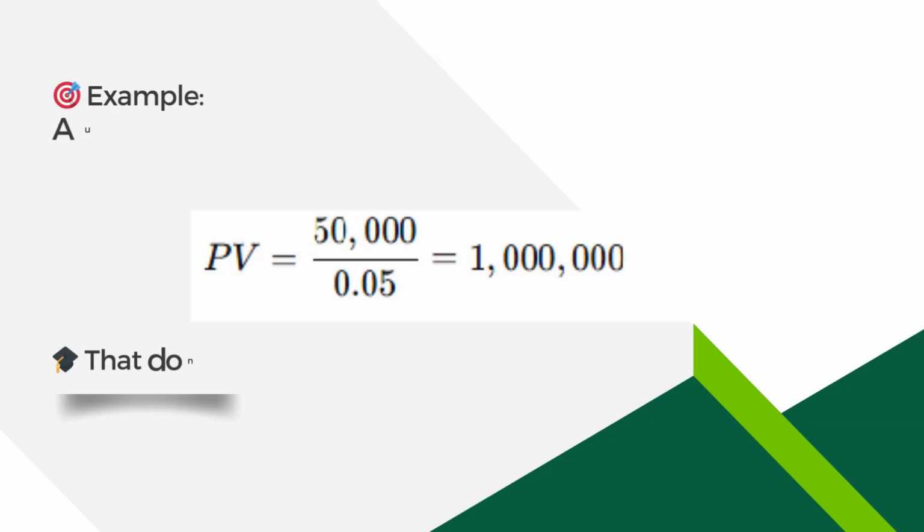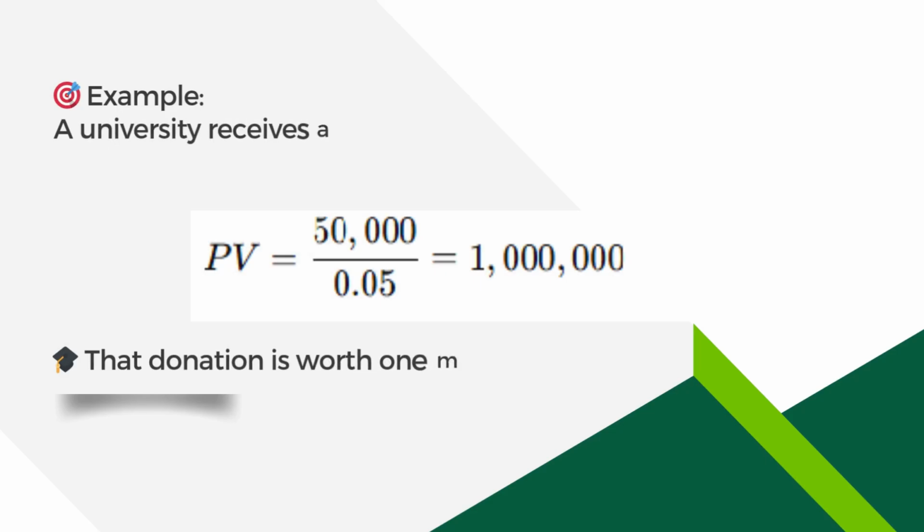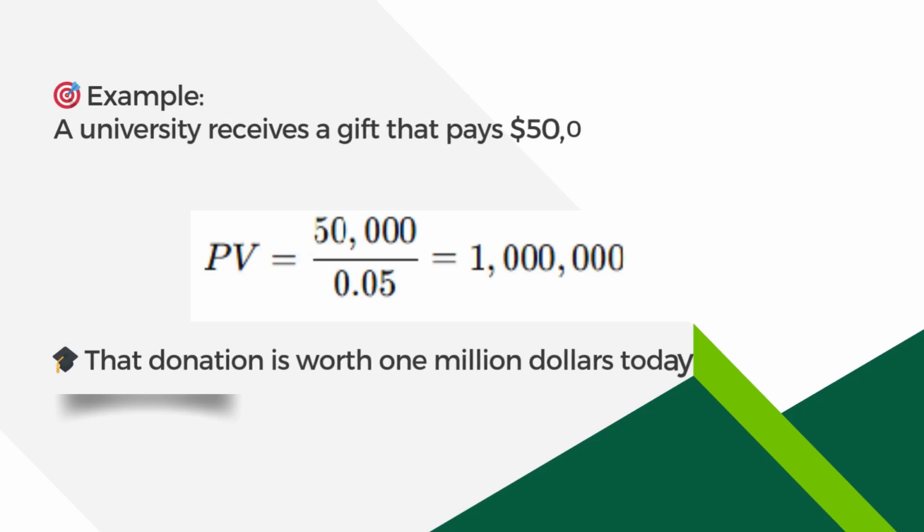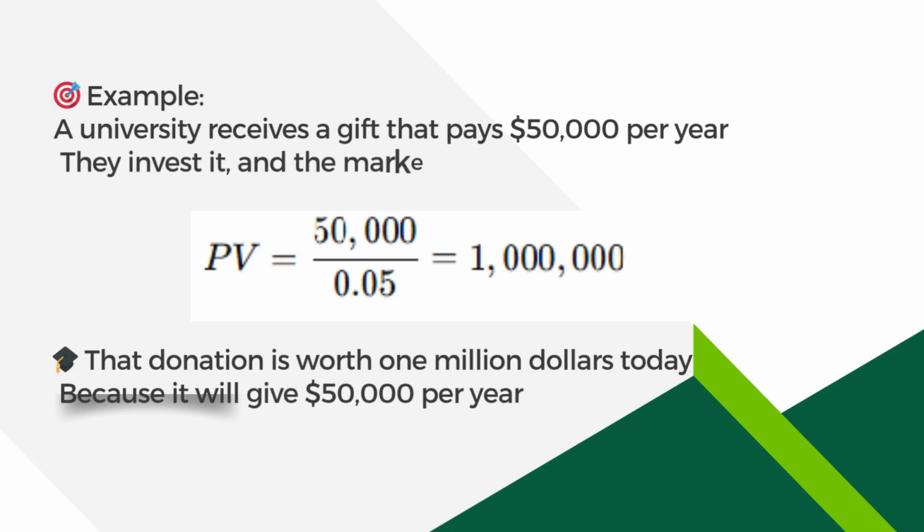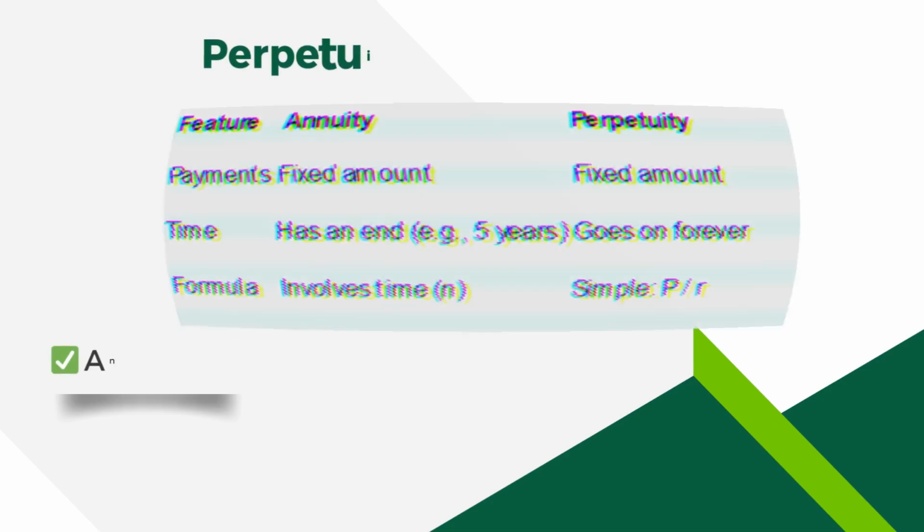Example, a university receives a gift that pays $50,000 per year. They invest it and the market rate is 5%. Using the formula, PV equals 50,000 divided by 0.05. PV equals $1 million. That donation is worth $1 million today, because it will give $50,000 per year, forever. That's a perpetuity.